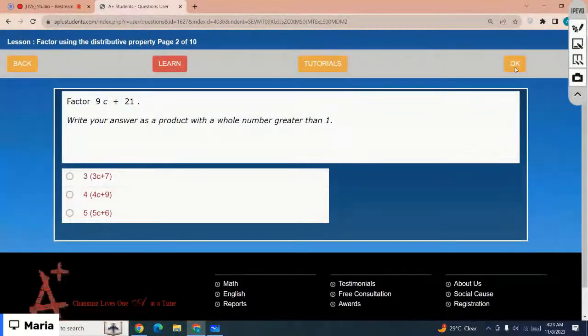Okay, the next one is 9c plus 21. So which is the correct option? Option 1, 2, 3. Think and then answer. Which option is the correct one? Which number can you take common? Yes, that would be 3 times 3c plus 7, right? Because 3 is the only factor that can divide both 9 and 21. So option number 1 is the correct option. Very good.